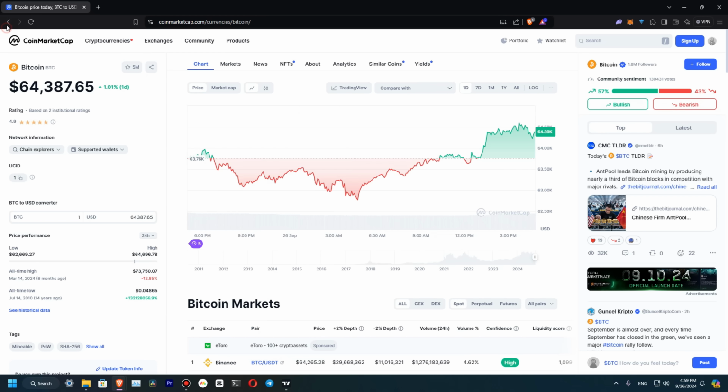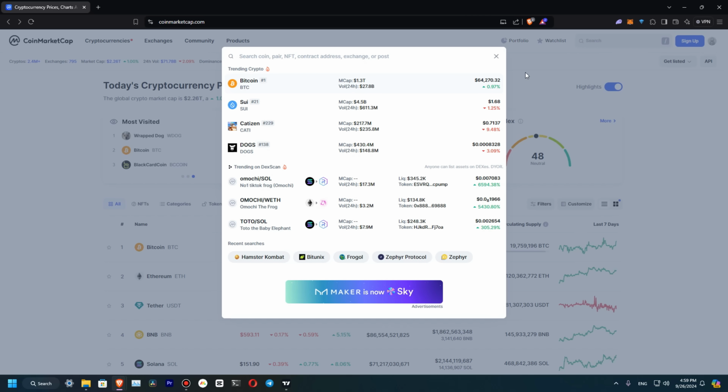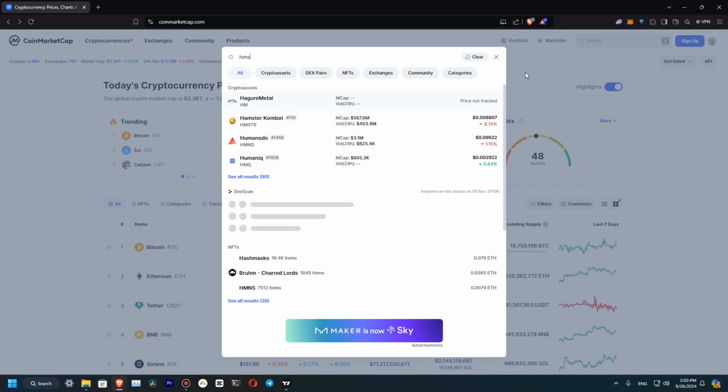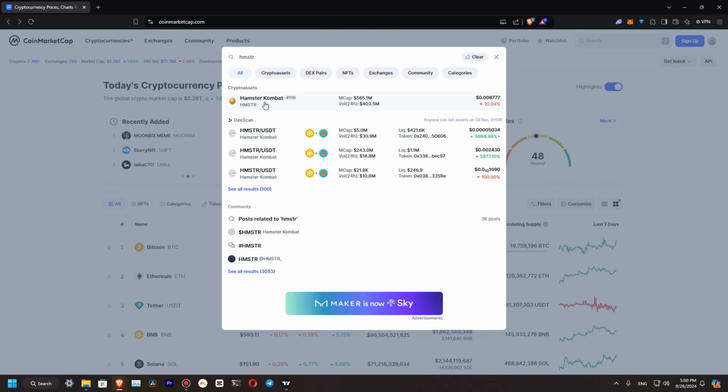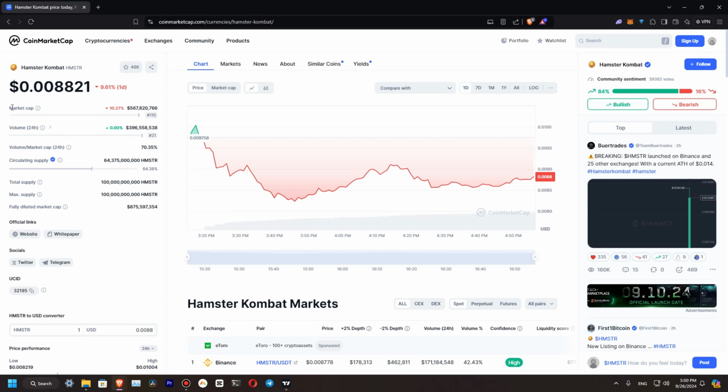Okay, also we can search a coin. Let's search something that has come up today. For example, hamster. We can see Hamster Combat. You can see that at the moment the current market cap is almost $500 million. We are at 110th place, and by volume we are in 21st place.